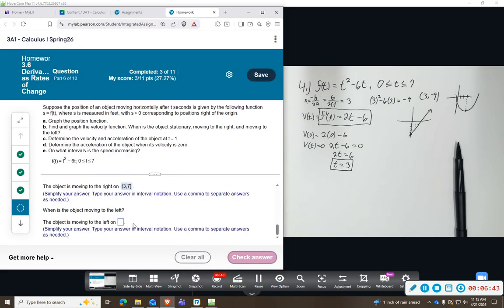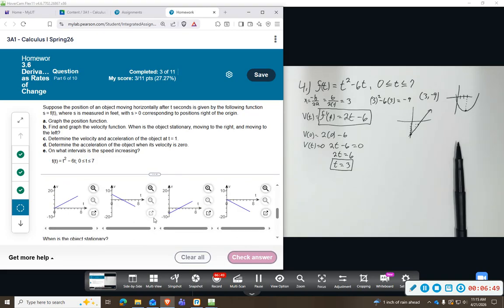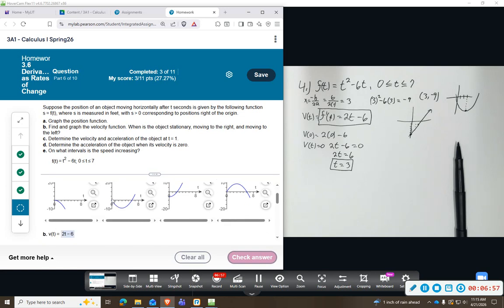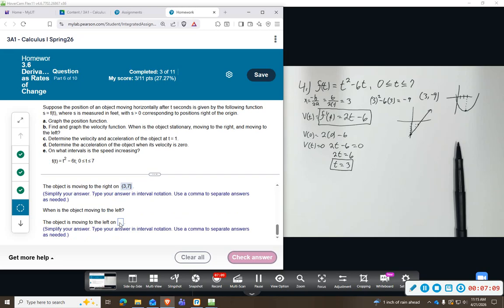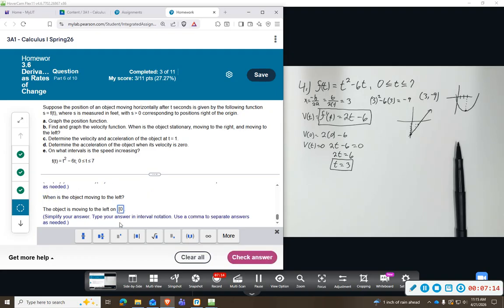The object is moving left, so that corresponds to the negative slope, the part that's below the x-axis. That's going to be from 0 until we get to 3 where we stop. So this graph is going to the left, going back, and then stops, and then starts going right, as time goes from left to right. So it is moving left from 0 included to 3, and I'm not including 3 because that was a point where we stopped to turn around.